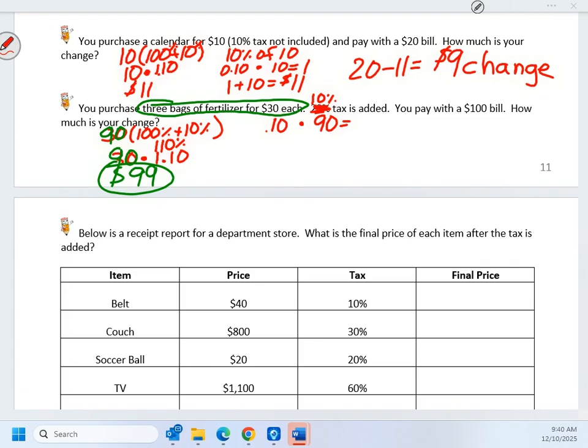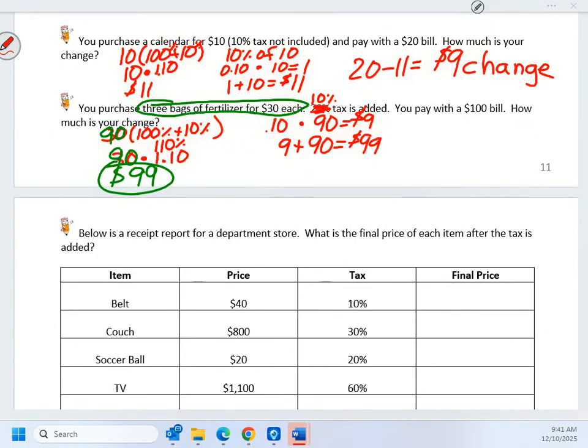I got 9.0. Yeah, so there's a $9 tax. Then what's your second step in that? We found he had a $9 tax, what do we have to do with that? You add it to 90. Yeah, that $9 plus 90 gets us what, Jack? 99. So the cashier's saying you owe $99.